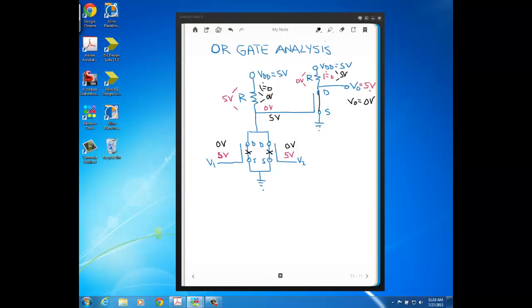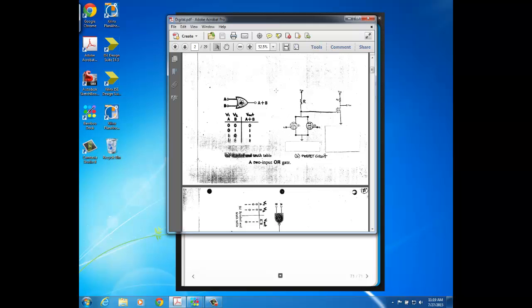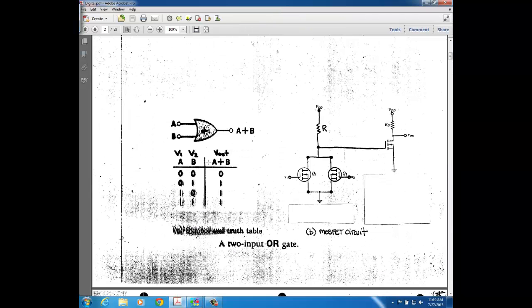So the only time you get 0 volts out of this circuitry is when both input MOSFETs are acting like opens, when they have 0 volts on their gate. So that's why this circuit gives this truth table. You'll get a 1 out as long as one of these input MOSFETs is acting like a short from drain to source. It's only when both input MOSFETs are acting like opens that you'll get a 0 at your output.